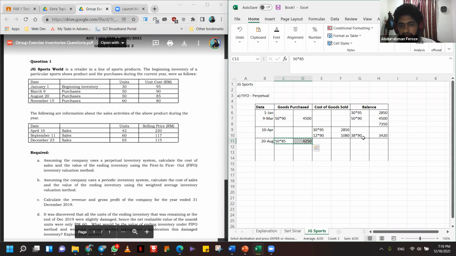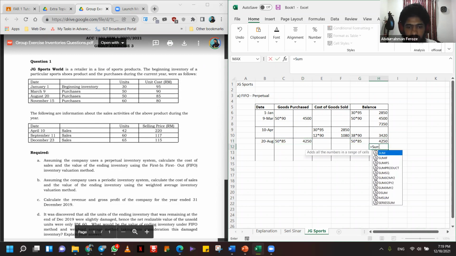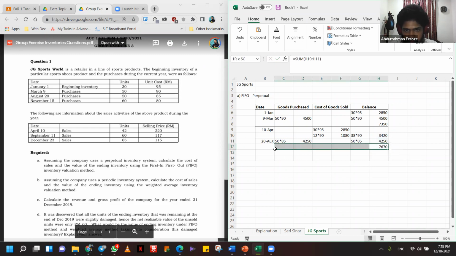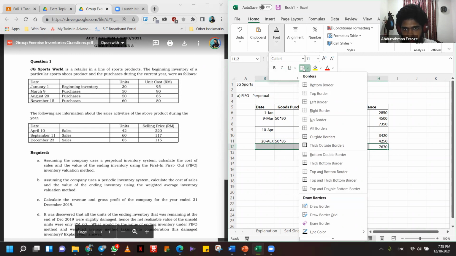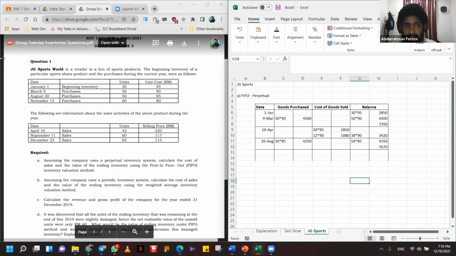We already have 38 remaining. So we add this, right? And then the total balance would be the sum of these for 20th August. Then we have a sale on September 11th, right? On 11 September, we have a sale of 60 sports products.